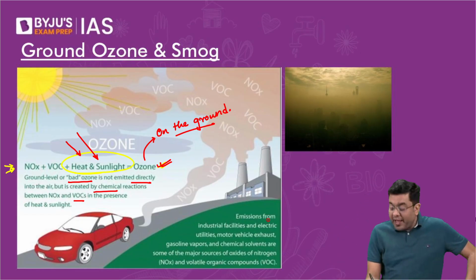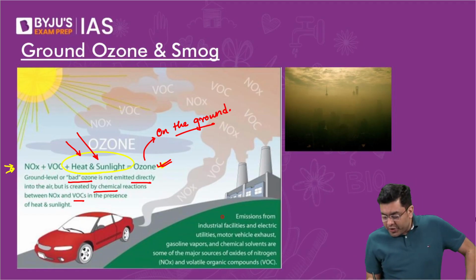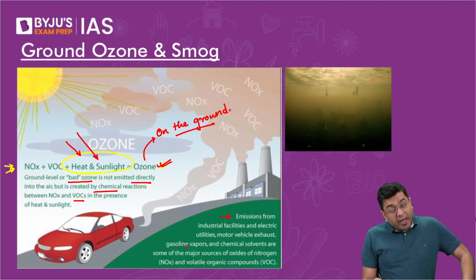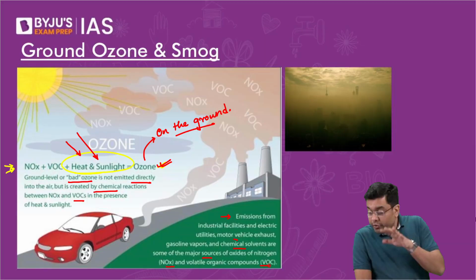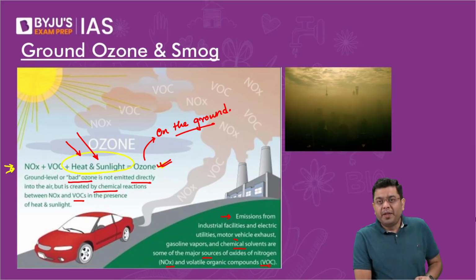Now, where is it that these emissions come from? So emissions from industrial facilities, electrical utilities, motor vehicle exhaust, gasoline vapors that I was talking about, chemical solvents which are used in your furniture shops, etc. These are the major sources of nitrogen oxides and VOCs. Okay, so that is how this ground level ozone is produced. This ground level ozone, or the ozone produced at the ground level, is what we inhale. It is a secondary pollutant.